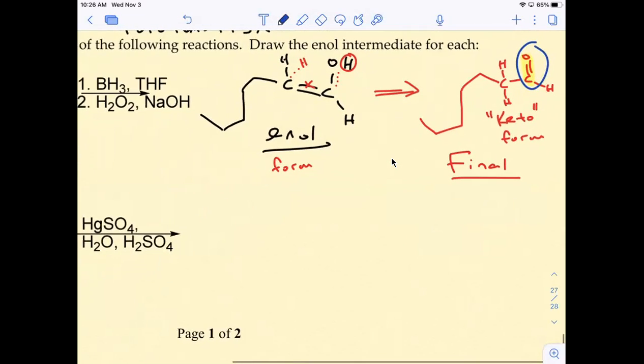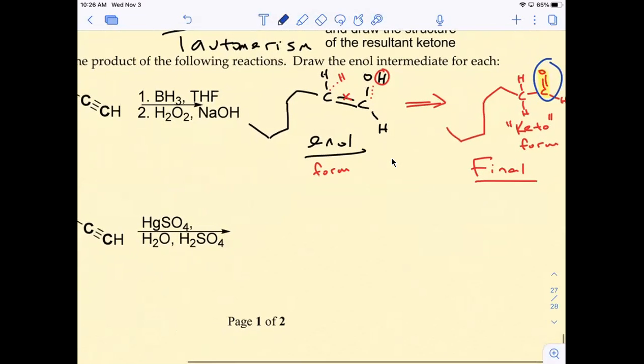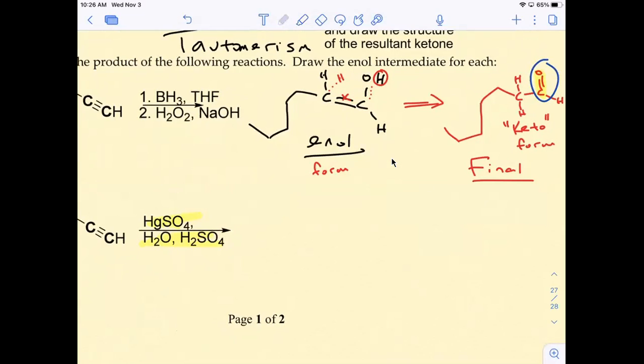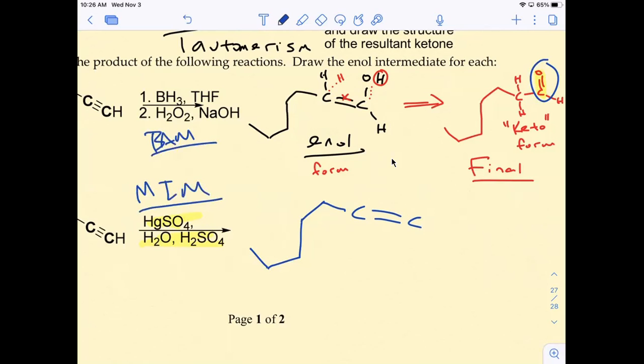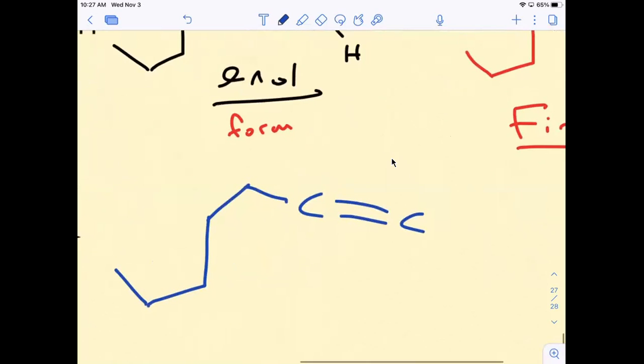All right, what about down here? Now my reagents are different. I'm using mercury sulfate, water, and sulfuric acid. So what do I get from that? Let's think about the enol form first. Where's the OH going, and where is the hydrogen going? And then the substituent. So with mercury, it's going to be Markovnikov addition. So the OH is coming here like this, and then the H is coming here, like that.